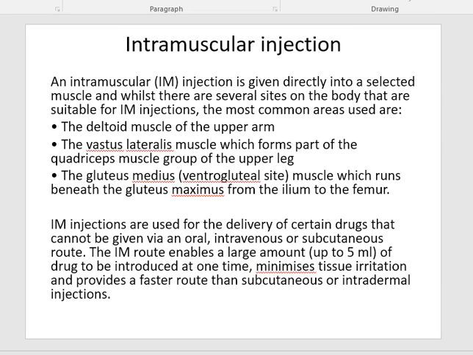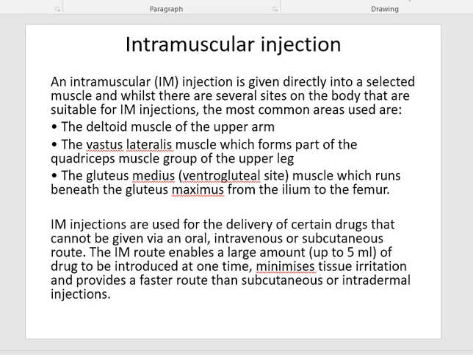Okay, one thing that you usually use is what's called intramuscular injection. An intramuscular injection is given directly into the selected muscle, and whilst there are several sites on the body that are suitable for intramuscular injection, the most common areas used are the deltoid muscle of the upper arm, بفوق بالكتف, the vastus lateralis muscle, which forms part of the quadriceps muscle group in the upper leg, بالupper leg anteriorly, and the gluteus medius اللي هي بالخلف, which runs beneath the gluteus maximus from the ilium to the femur.